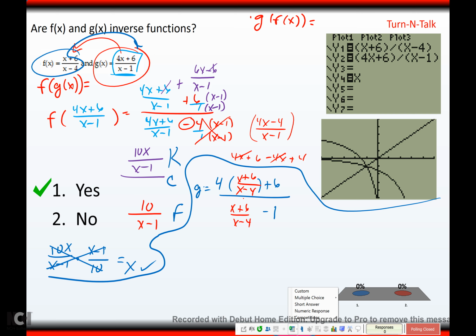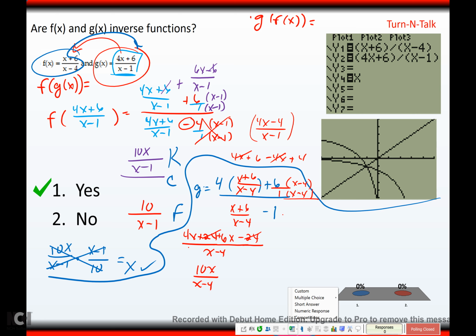Alright. Okay, so on top there, I'm going to get 4x plus 24 over, would you mind if I did this at the same time and distributed the 6 would give me 6x plus 6x minus 24 over x minus 4. Would that be okay on top? Hope I didn't lose anybody there. The 24's cancel, and I end up with 10x over x minus 4.